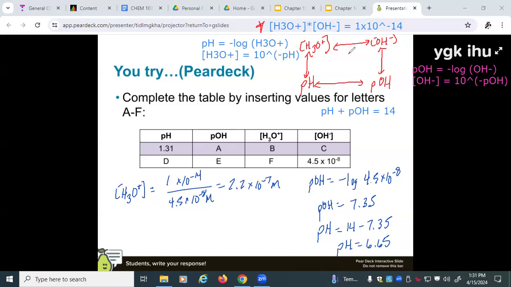Any questions with this example? Either side, Friday side or the Monday side, before we put this one away and focus on that last concept in the chapter.